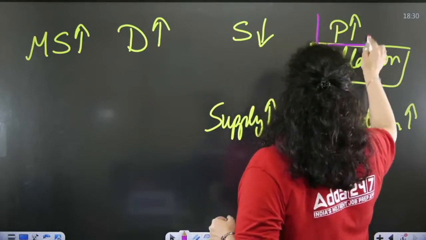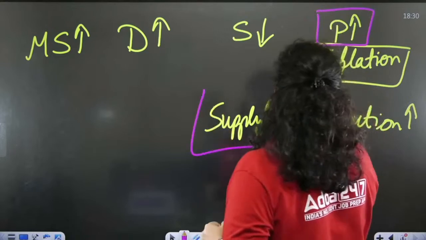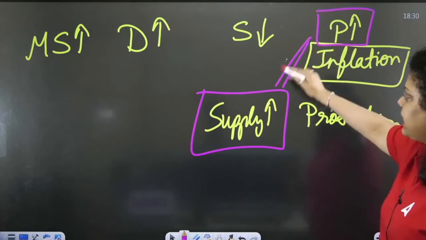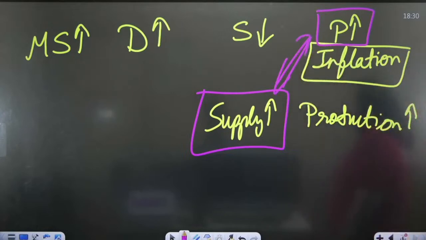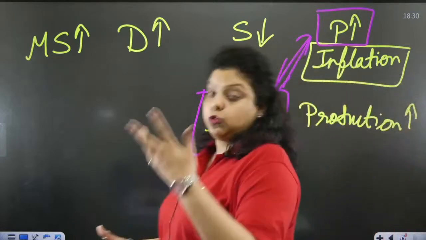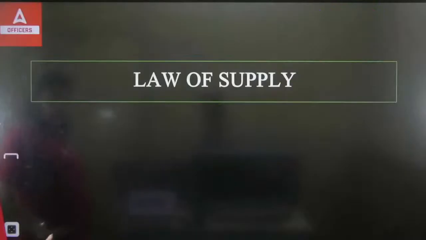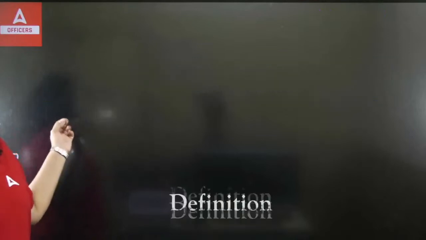If the prices are increasing, the supply will increase. This is the relation between price and supply. So if the prices are increasing, you have to increase the supply. That's what we're talking about under the law of supply. It means they have a direct relationship. Direct relationship simply means when the prices increase, the supply will also increase. This is your law of supply.